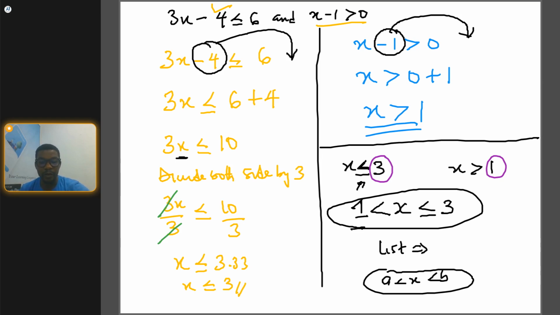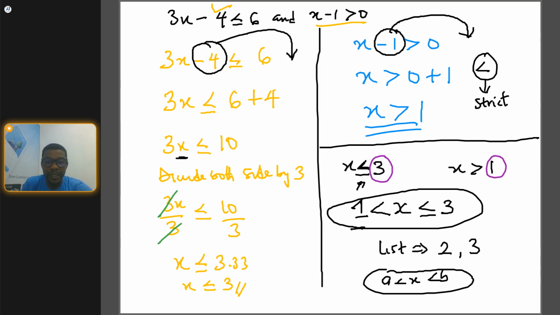The numbers in between 1 and 3 are 2 and 3. Now, the reason why 1 is not included is because we have a what? A strict inequality sign. I told you earlier that this means a strict inequality sign. Strict. So it's saying that 1 should not be part of the numbers.